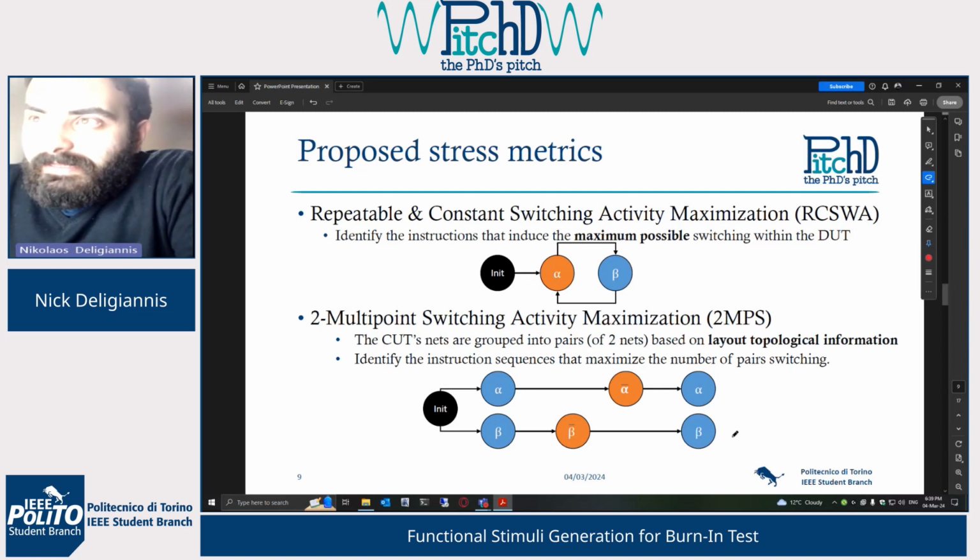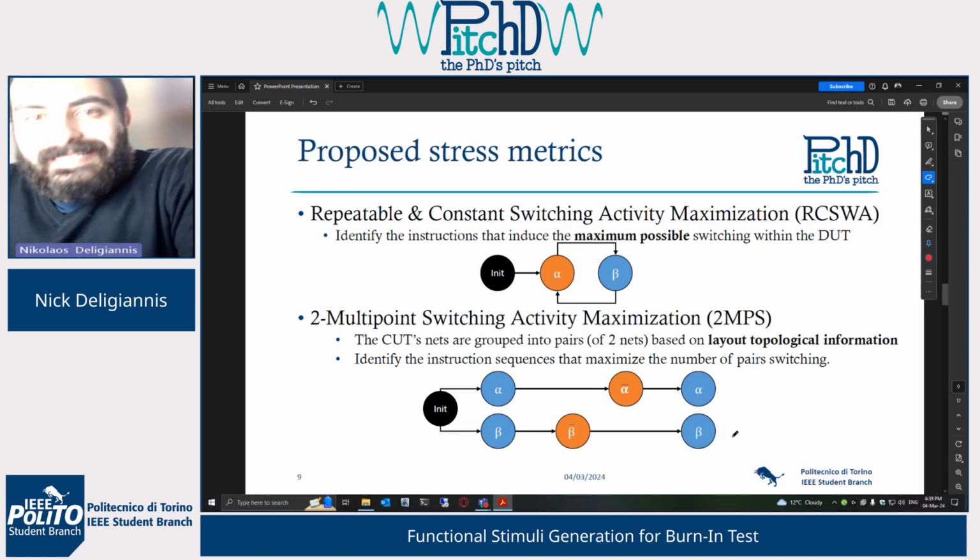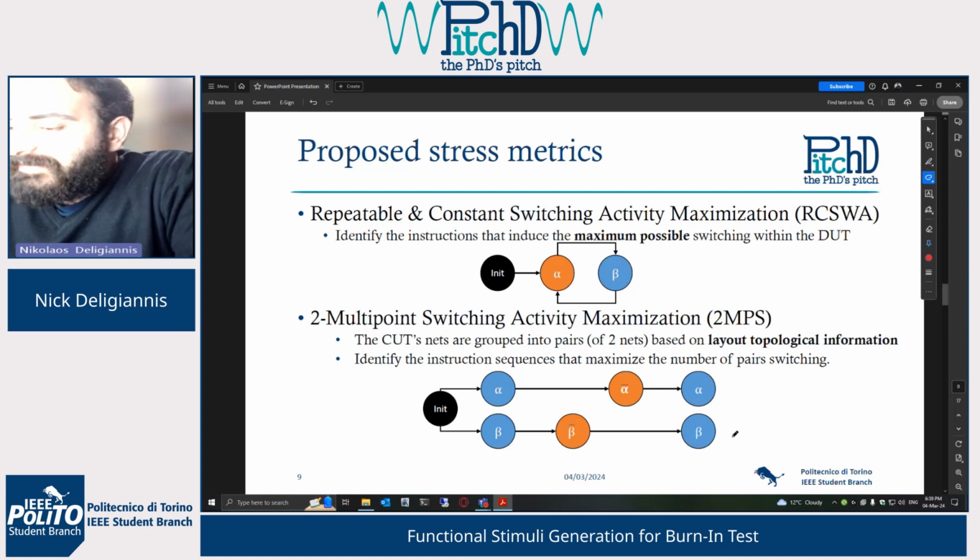Initially, we have the repeatable and constant switching activity maximization. Now, here, the goal is that on the stress target that we have, we need to identify a pair of two instructions that induce the highest possible amount of concurrent nets to switch when executed by the device. Let me explain with the finite state machine.